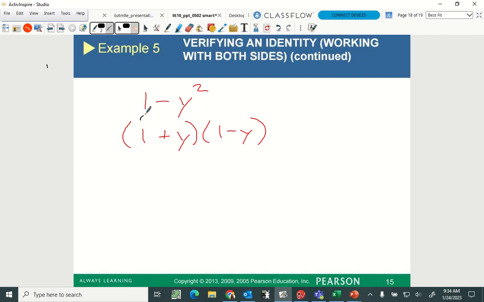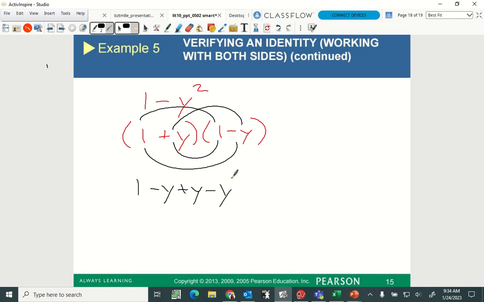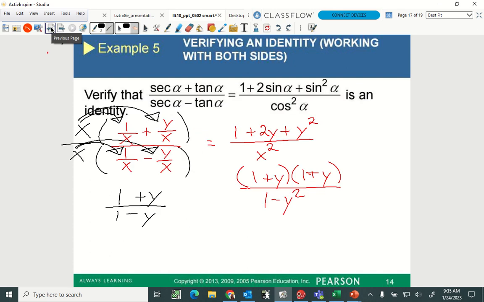So first, 1 times 1 is 1. Across, minus y. Inside, plus y. And my last is going to give me minus y squared. What's going to happen right here in the middle? Those cancel out, and I'm left with just 1 minus y squared. So it does factor. I could replace x squared with 1 minus y squared, and then replace that with its factors. Now it's going to look like this: 1 plus y, 1 plus y on top, and on the bottom I get 1 plus y, 1 minus y.